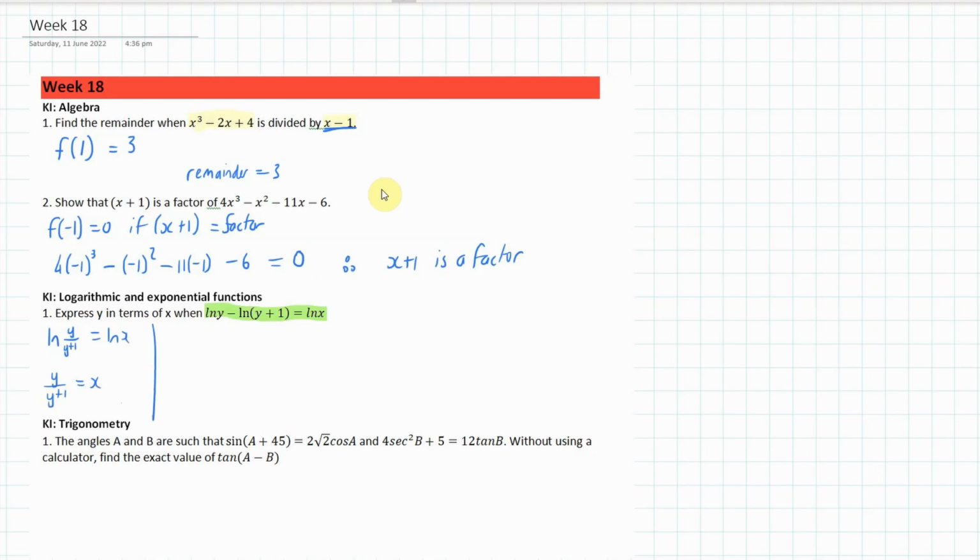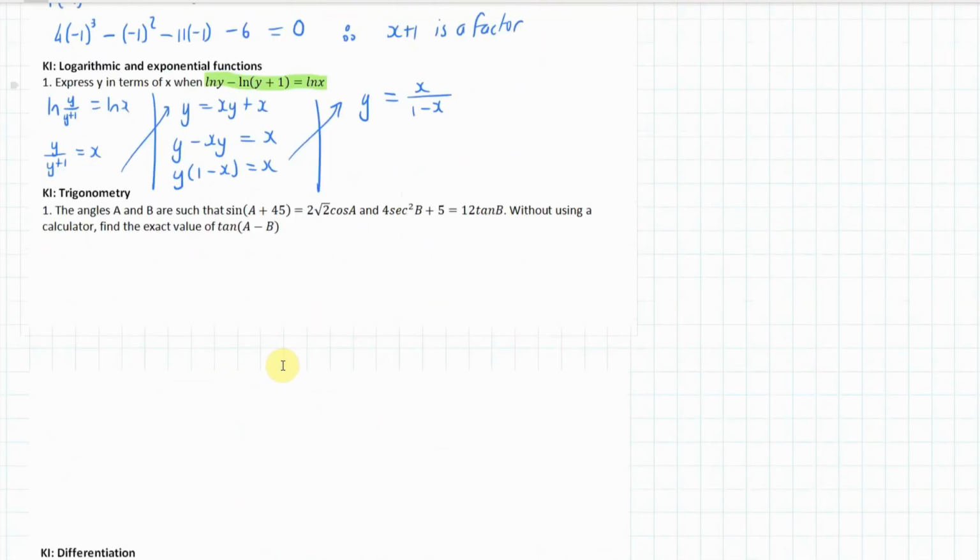And then I'm going to times both sides by y plus 1. So I get y equals xy plus x. Then I will go y minus xy equals x. I will factorize, so y into 1 minus x equals x. And then I can divide both sides by 1 minus x to get y equals x over 1 minus x, and we are done. So that was quite easy, that one also.